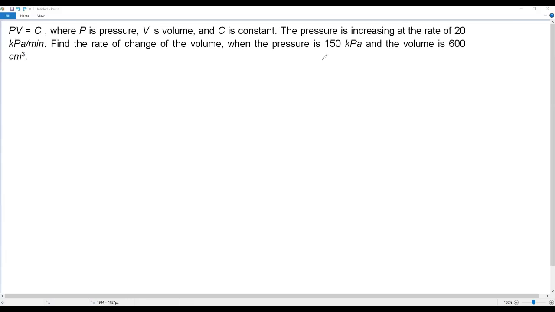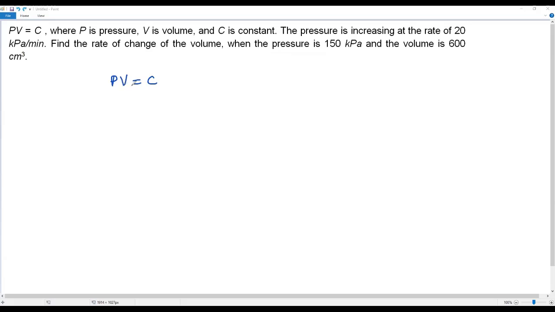Okay, here we have an equation which connects the pressure and volume. That is PV = C. And so we have the rate of change of pressure. That is, the pressure is increasing at the rate of 20 kilopascal per minute. So we have the rate of change of pressure with respect to time. And they ask us, using this information, to find the rate of change of volume when the pressure is 150 kilopascal and the volume is 600 cubic centimeter.